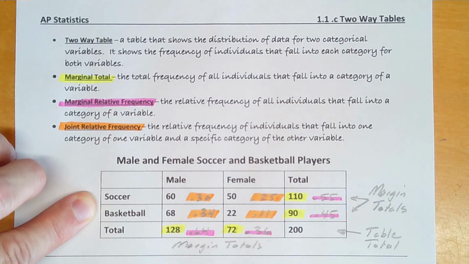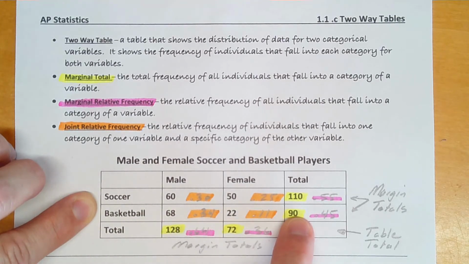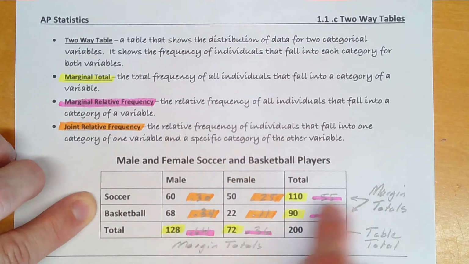And I can get those like this: 128 right here represents the total number of males. So if I went 60 plus 68, I get 128. Same thing here. If I went basketball, 68 plus 22, I get 90. Right. So the sum of each row and each column gives me the marginal totals.